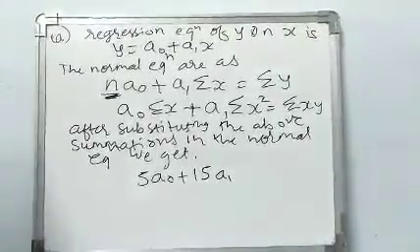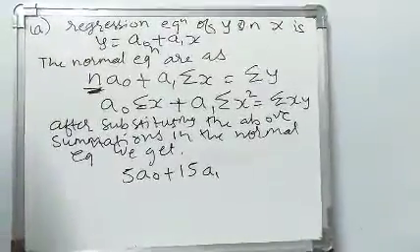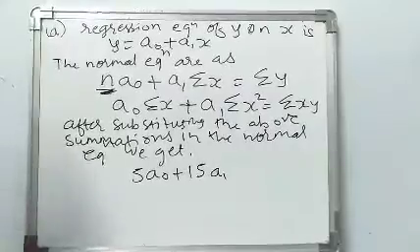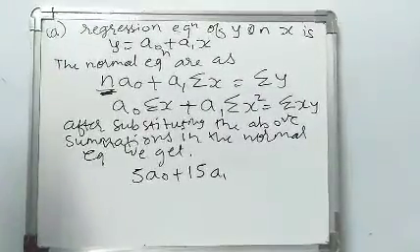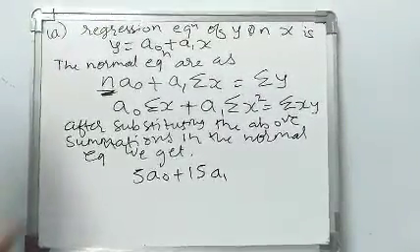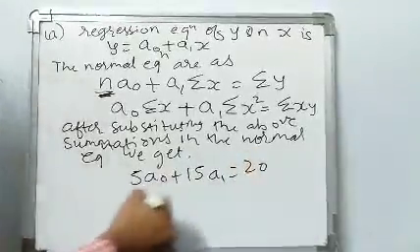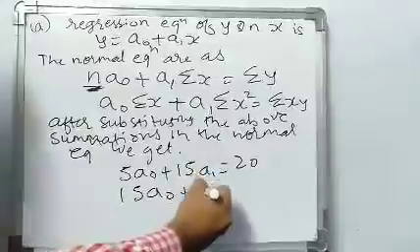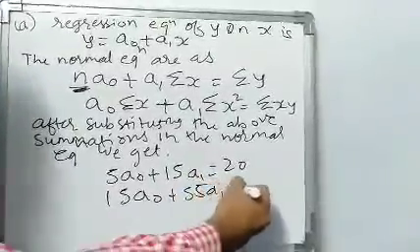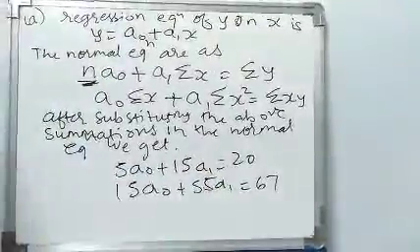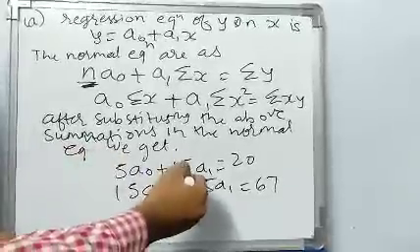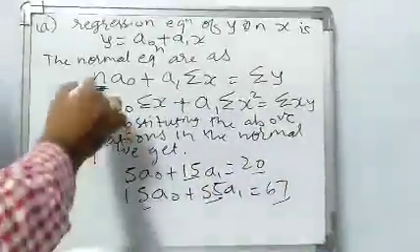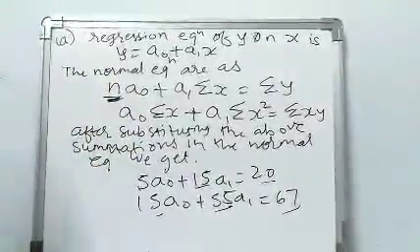We'll find all the table values first, and then we'll substitute all these values. Or I'll just write it down and also elaborate the table as well. And 15a0 plus 55a1 is equal to 67. So I got the values 15, 55, 20, 67, 15 and 5. You know that n is equal to 5, that is the number of values.